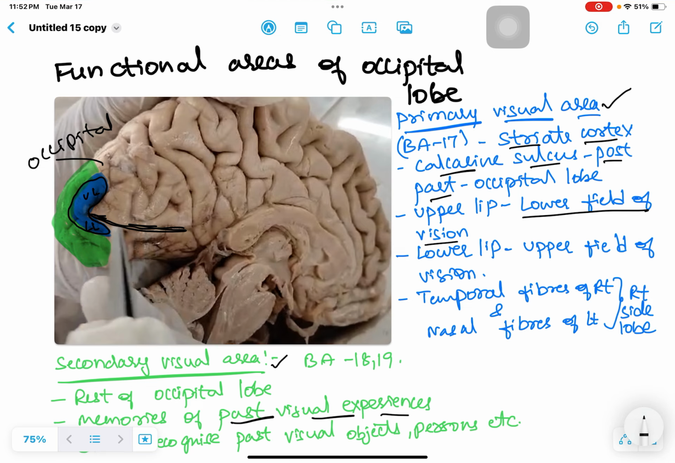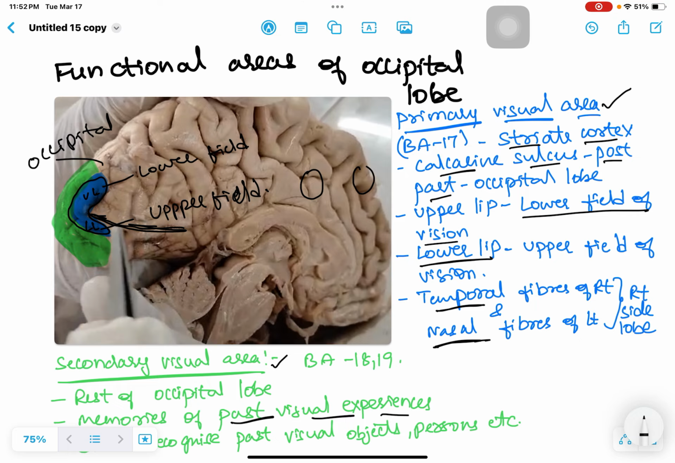Lower field of vision. Upper field of vision directly falls on the lower part of the retina that goes to the lower lip. So upper lip receiving lower field of vision. Lower lip receiving upper field of vision. And from one side of the cortex, it receives the temporal fibers of the same side and nasal fibers of the opposite side.